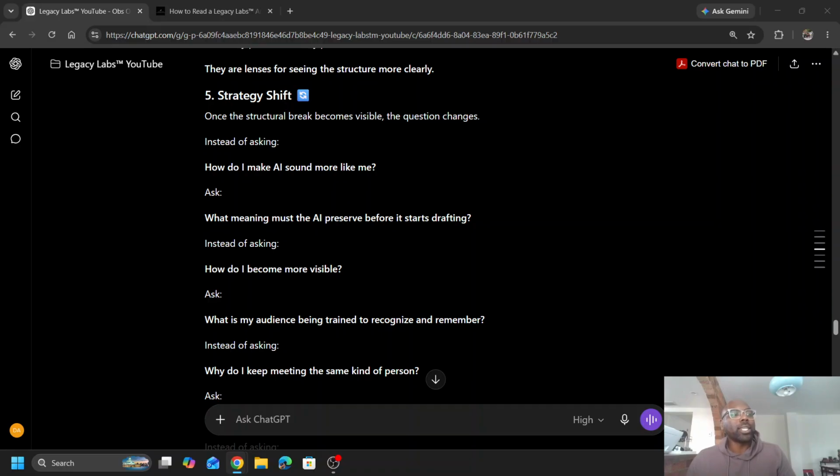The point is not to get a smarter sounding answer. The point is to ask the question at the right level. Surface questions create surface fixes. Structural questions create better interventions. And that's why the five-part diagnostic matters. So: surface problem, false fix, structural break, narrative architecture read, and the strategy shift. That movement turns confusion into diagnosis. And once you can diagnose the structure, you can stop chasing the symptom. And that's the core of Legacy Labs. Meaning breaks when structure fails.